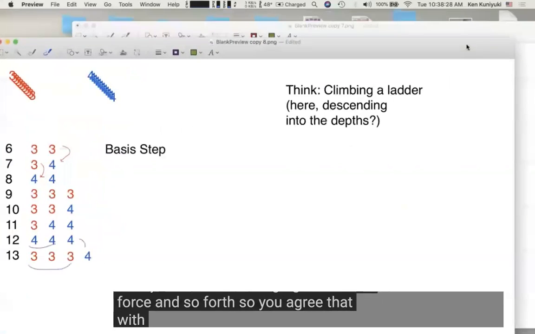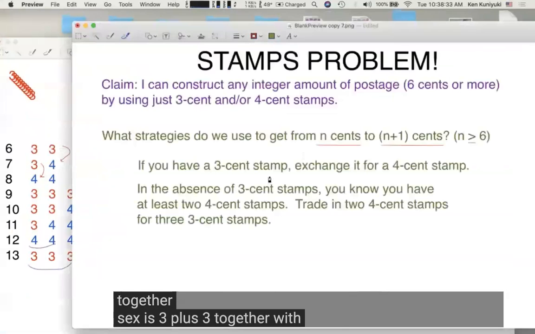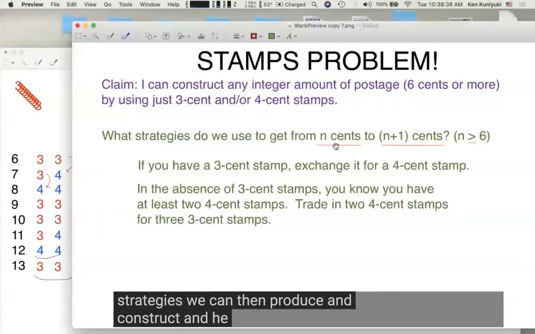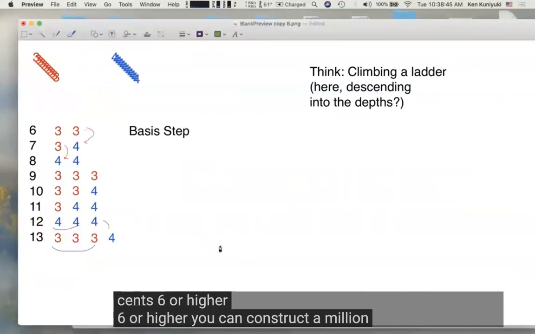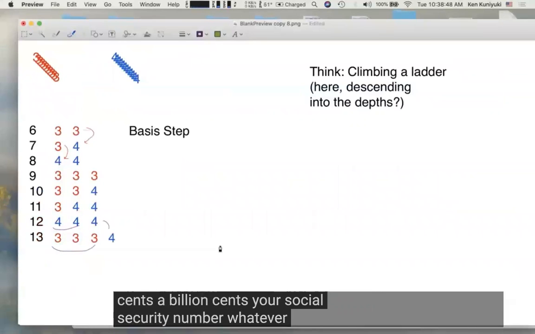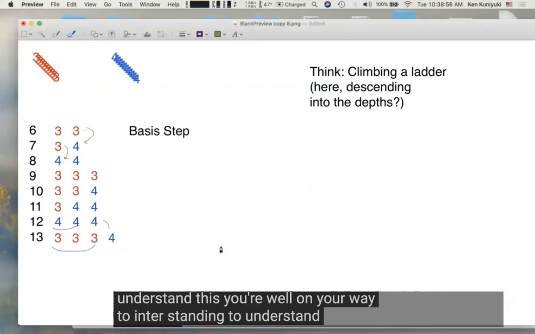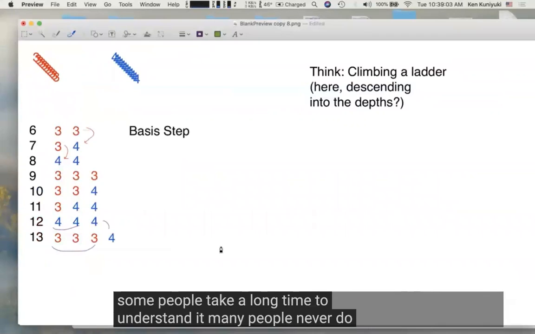So you agree that with this basis step, 6 is 3 plus 3, together with these two strategies, we can then construct any integer number of cents, 6 or higher. You can construct 1,000,000 cents, 1,000,000,000 cents, your social security number, whatever. So if you understand this, you're well on your way to understanding induction. And that's a really critical thing, being able to understand induction. Some people take a long time to understand it. Many people never do.